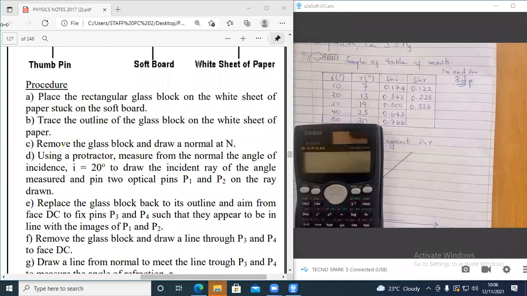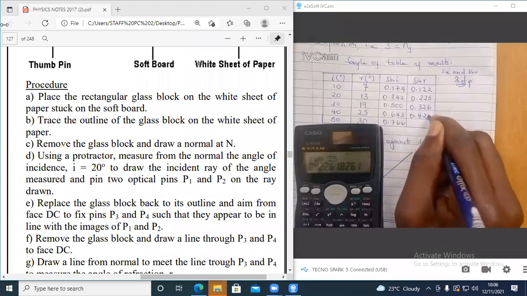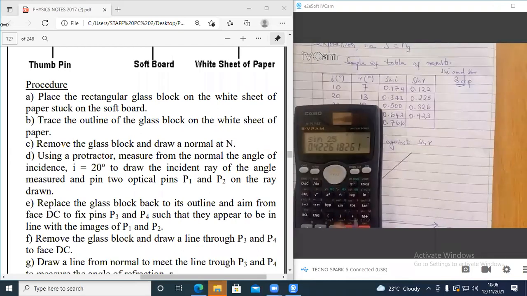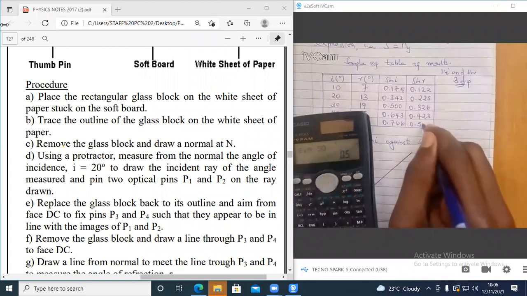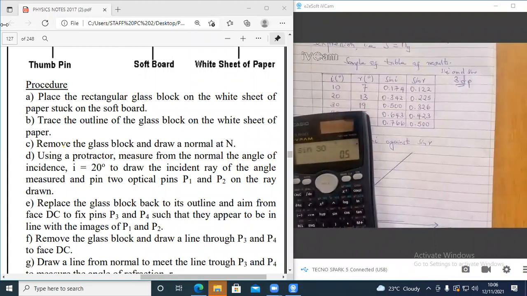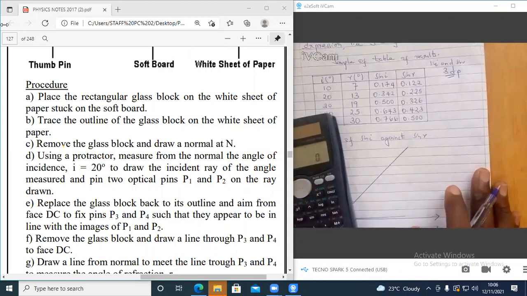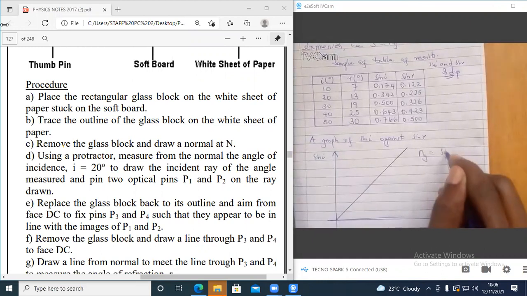Sine of 25. We shall have 0.423. Three decimal places, please. Don't forget that. Sine of 30. We get 0.500.